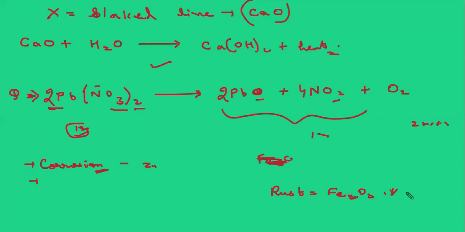Fe2O3 into XH2O, because we don't know the H2 amount. So it is a formula of rust and it is quite weak. It is not so strong structure.